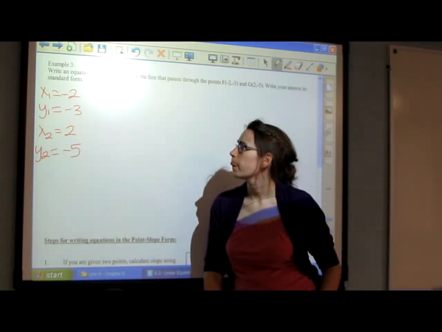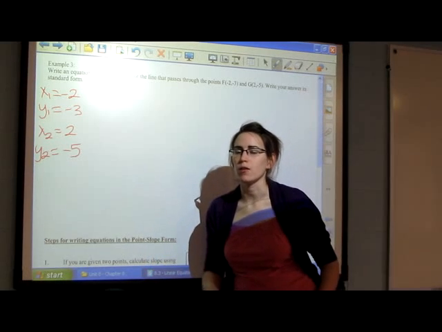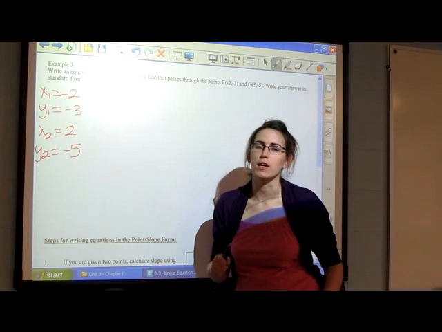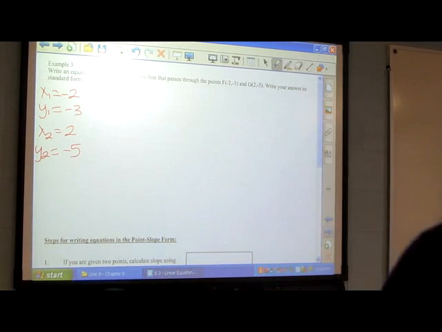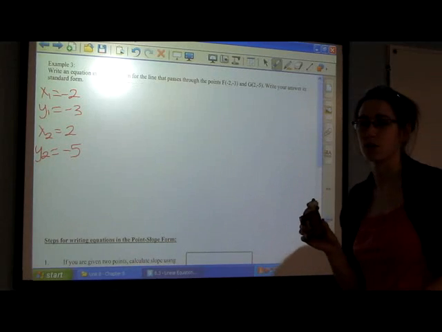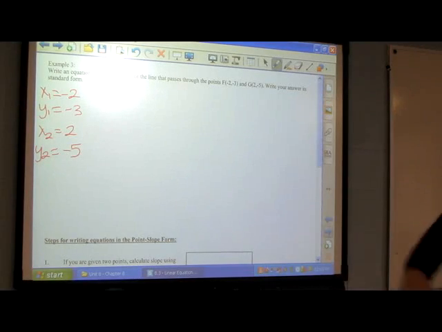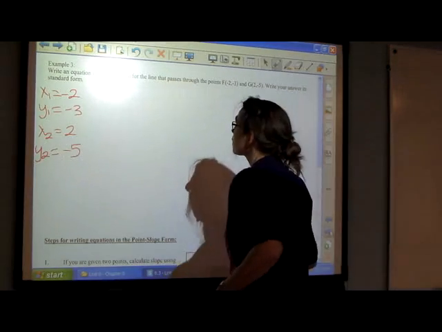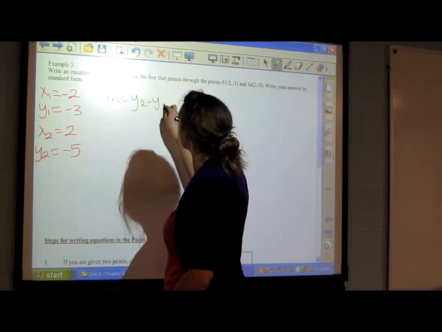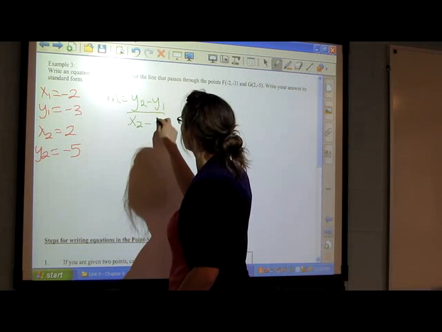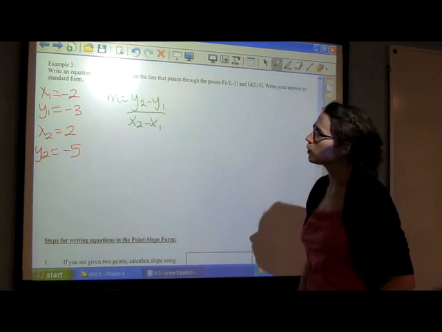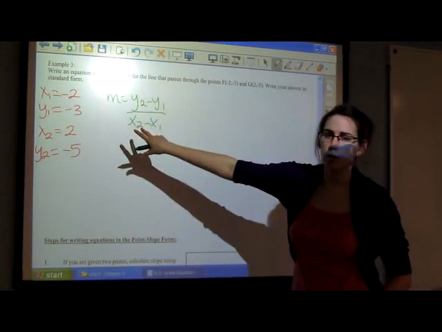Now, what equation do we know of that we can use all of that information to give ourselves our slope? If you're thinking y2 minus y1 over x2 minus x1, you are absolutely right. Gold star. And the cow says congratulations. That's right, the cow. So, m is y2 minus y1 over x2 minus x1. That's the equation of our slope.